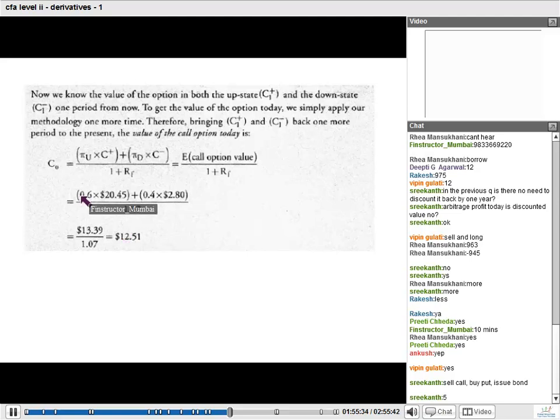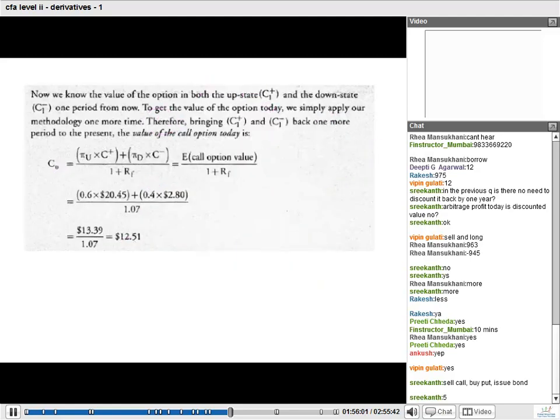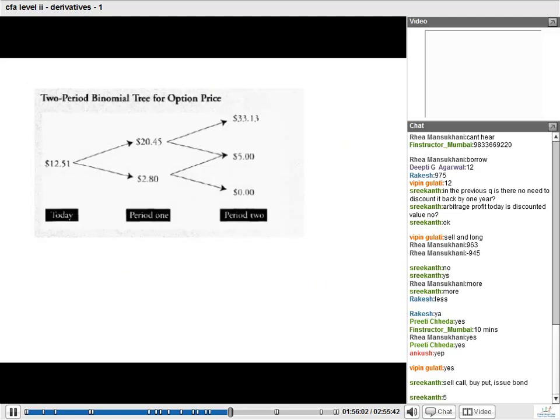So 60% chance of node 2 happening, 40% chance of node 3 happening, as I will see from node 1. Discounted back 1 year, you will get to the value of the call option today, or the price of the call option today. So that's the binomial tree approach of valuing a call option.